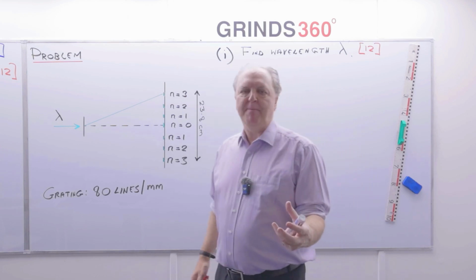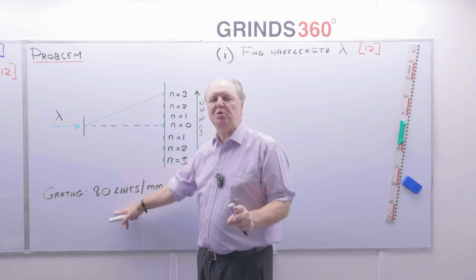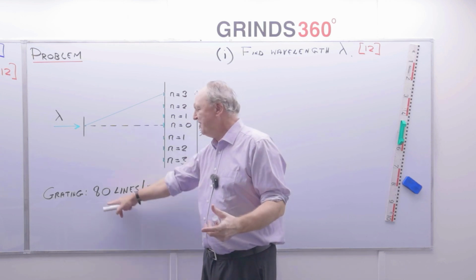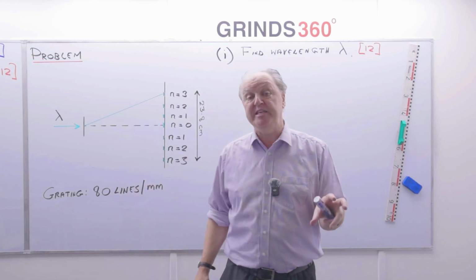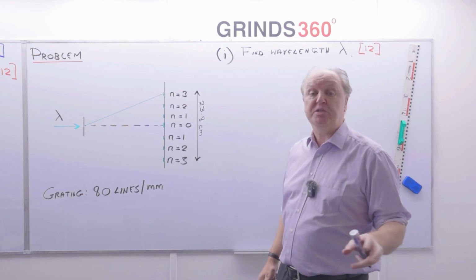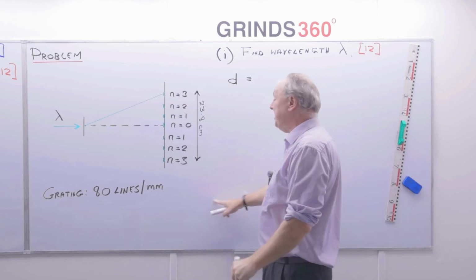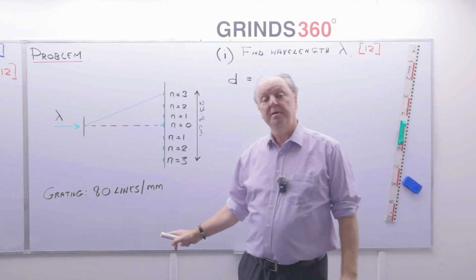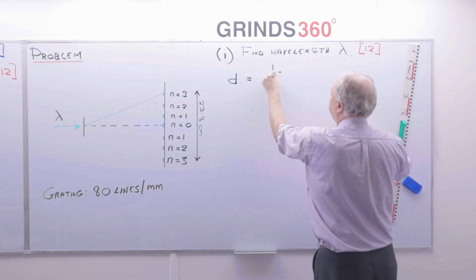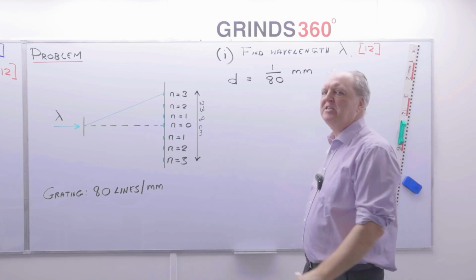Well, your first step is, can you find d, the distance between any 2 lines, from the number of lines per whatever? We call that the grating element. Can I find d from the grating element? And I can. You have your technique, don't you? d is equal to, if there's 80 lines per millimeter, the distance between any 2 lines is 1/80th of a millimeter. We've done that many times before.